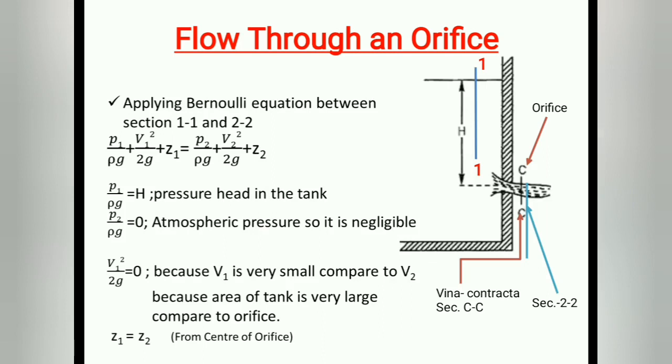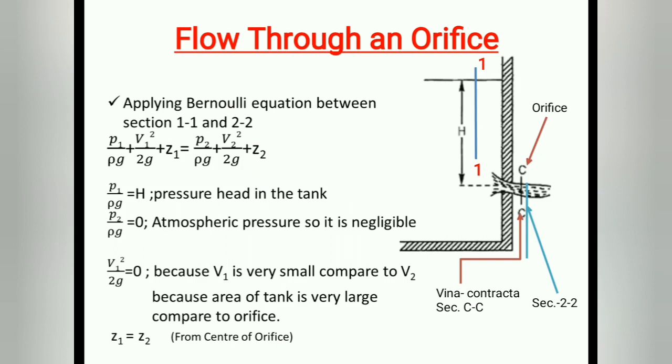Now applying Bernoulli's equation between section 1 and section 2, or between section 1 and section CC: P1 by rho g plus V1 square by 2g plus Z1, this is the Bernoulli equation at section 1, and P2 by rho g plus V2 square by 2g plus Z2, this is the one at section 2. Now P1 by rho g is the pressure head of the tank. The water is filled in that, so the pressure head of the tank is determined by H. So P1 by rho g is equal to capital H.